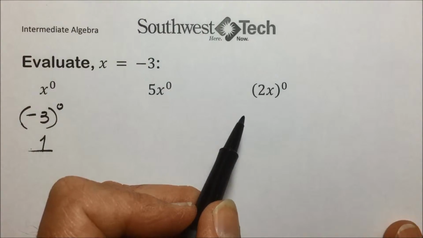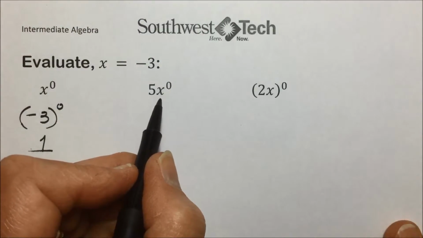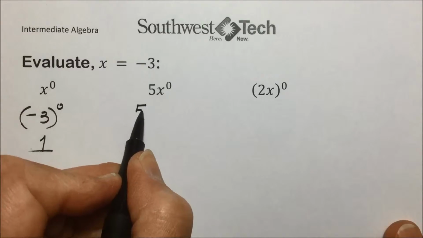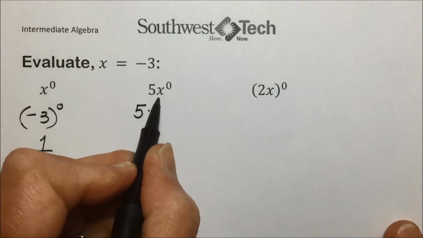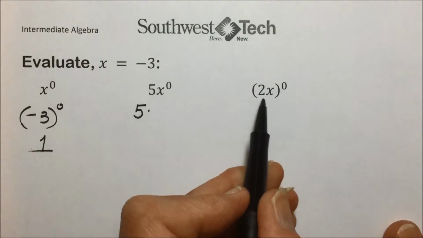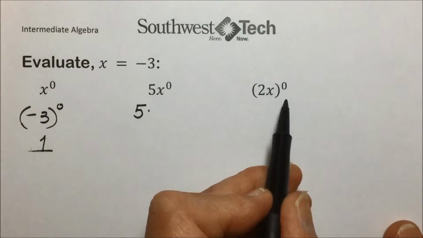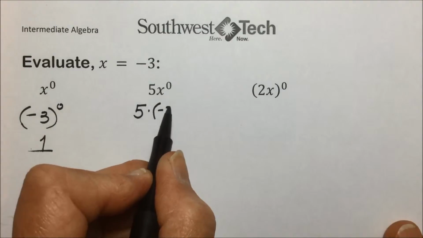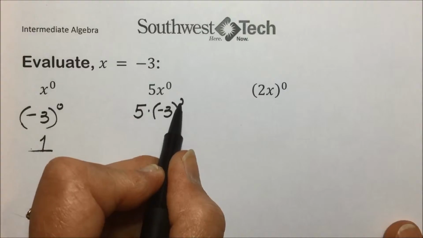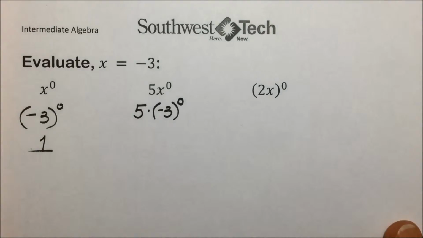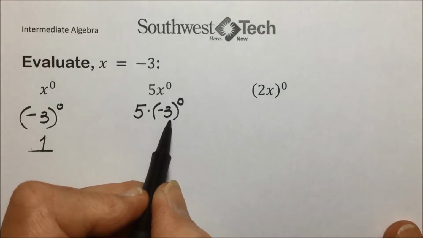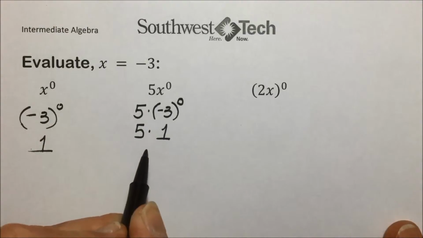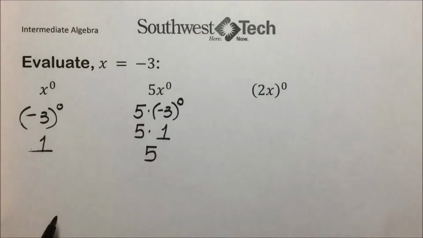In terms of confusion, we have to be sure that we ask ourselves what is raised to the 0 power, and in this example here it is only the x that is raised to the 0 power. Otherwise there'd be parentheses around it like this third example over here. So putting in a negative 3 in place of x and raising it to the 0 power, which we just saw a minute ago was a 1, we end up with 5 times 1, which results in 5.